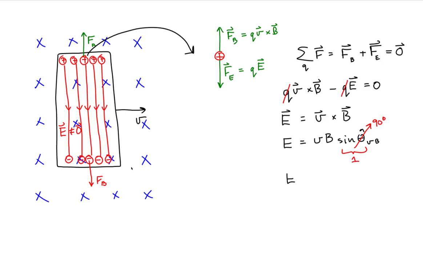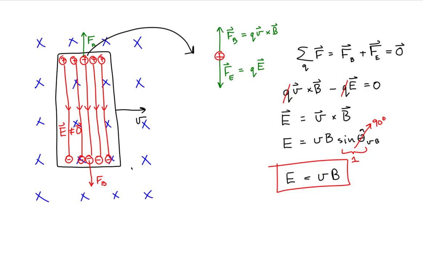So we have that the magnitude of the electric field established in this conductor is equal to the product of the conductor's velocity and the magnetic field. So notice this result is independent of the number of charges we have that are free to move in the conductor. This result depends on the motion of the conductor in the magnetic field.